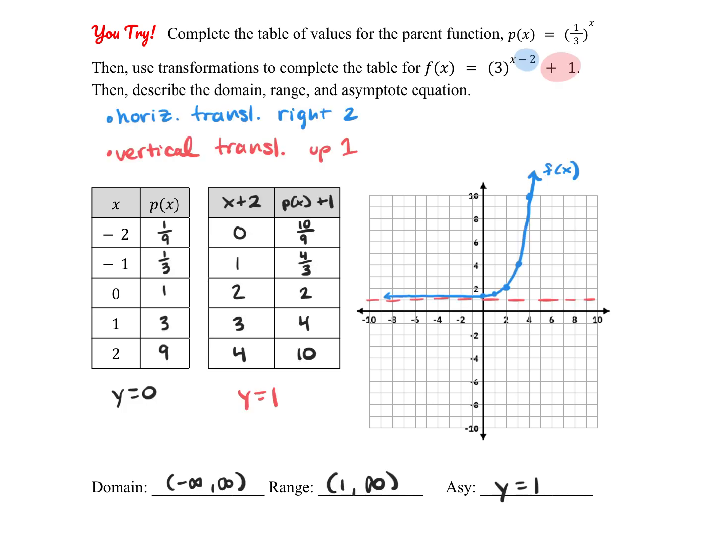Go ahead and check your work here. So we do have a horizontal translation right 2 and a vertical translation up 1. So you can see my rules here. I'm going to add 2 to the x values, add 1 to the y values, and add 1 to my horizontal asymptote equation. That will shift up along with the rest of the graph. So check your coordinates, and please check your domain, range, and asymptote equation.